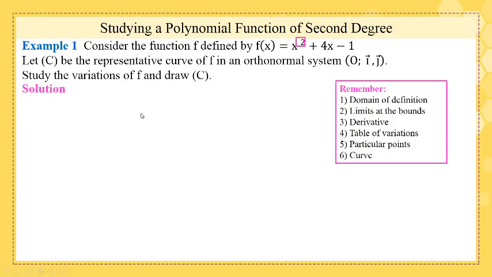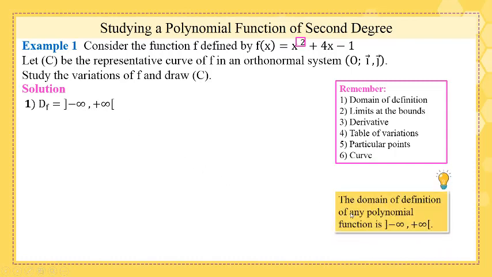As we said, in order to study the variations of f, we must start with the domain of definition. Do you know what is the domain of definition of f? Good. Domain f equals minus infinity, plus infinity. Why? Correct. f is a polynomial function.